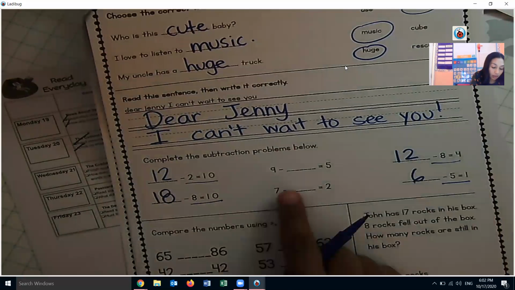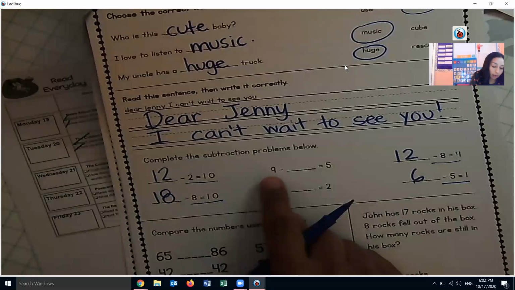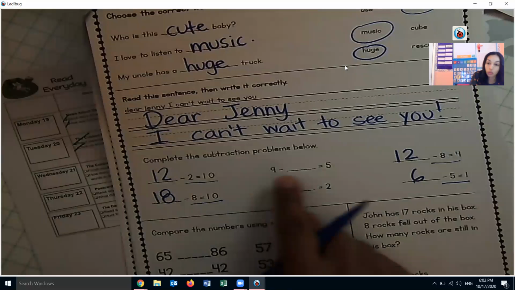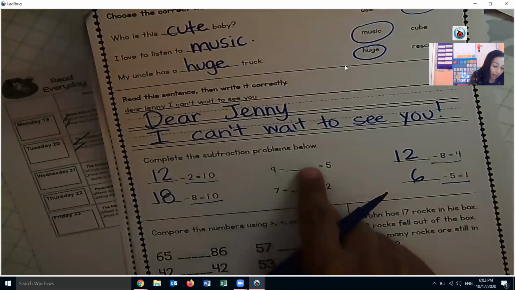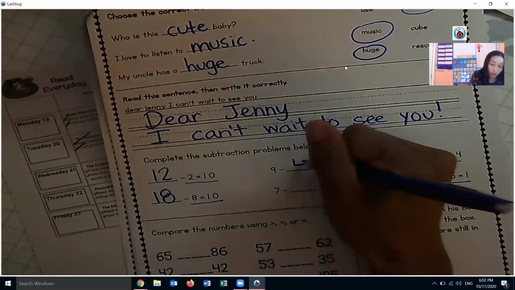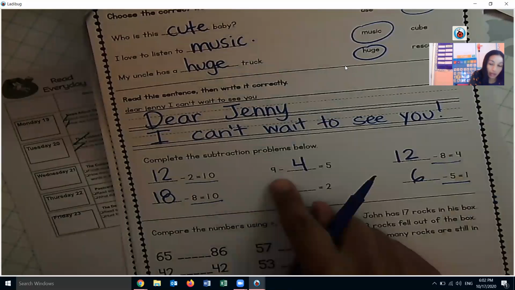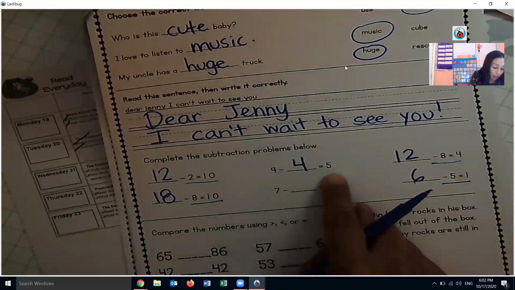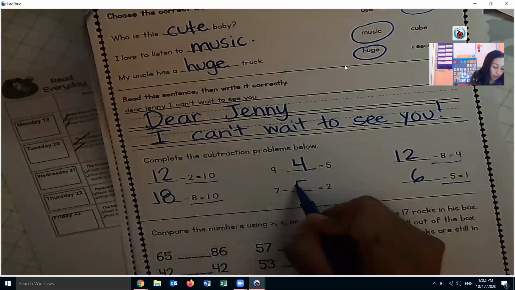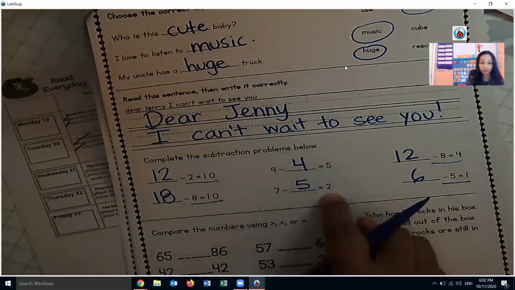And then these here, when the number is already here and you have your answer, if you subtract these 2, it'll give you the second part. 9 minus 5 is 4, which makes the sentence 9 minus 4 is 5, also true. 7 minus 2 is 5, or 7 minus 5 is 2.